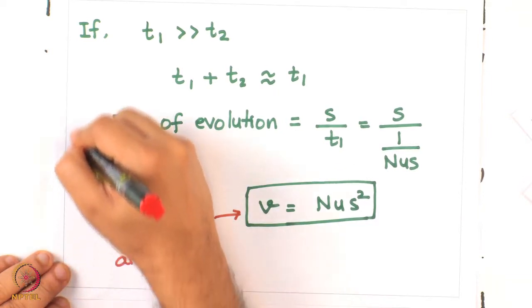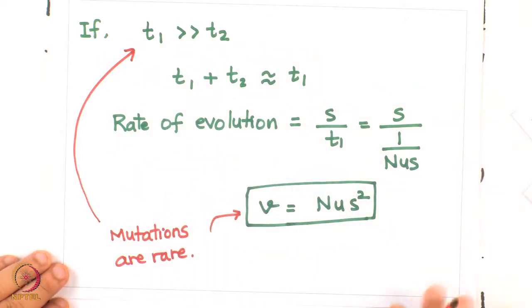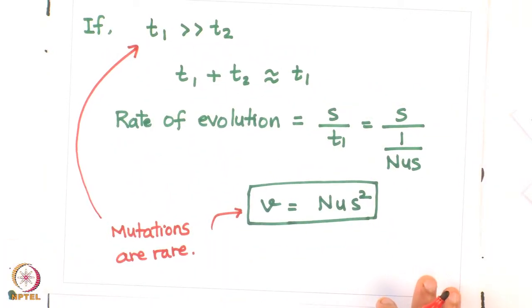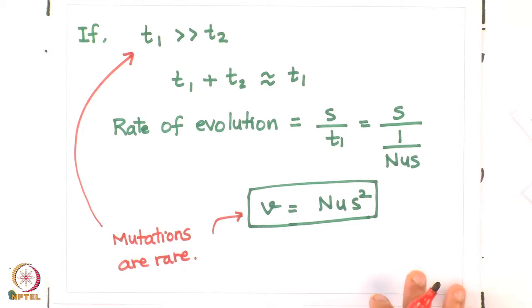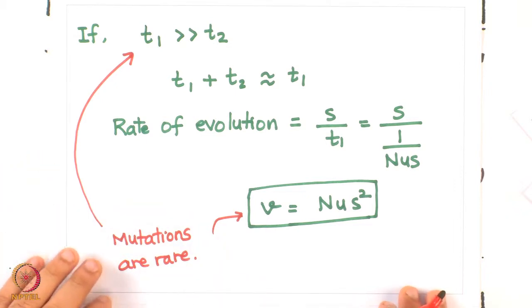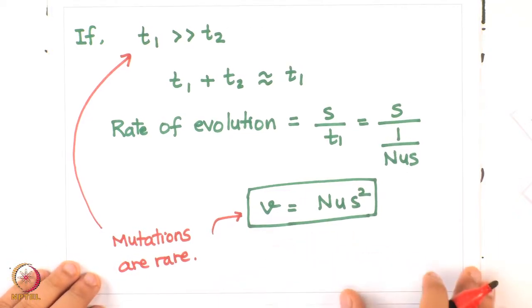Which is essentially what saying T1 much bigger than T2 means, because T1 is the waiting time that you have to wait before the first beneficial mutation gets established. If T1 is very large compared to other times in the process, that means the waiting time is the determining factor which decides the speed of evolution. Another way of saying the same thing is that mutations in the system are very rare. So, that is the speed of evolution associated with the condition that mutations are very rare.